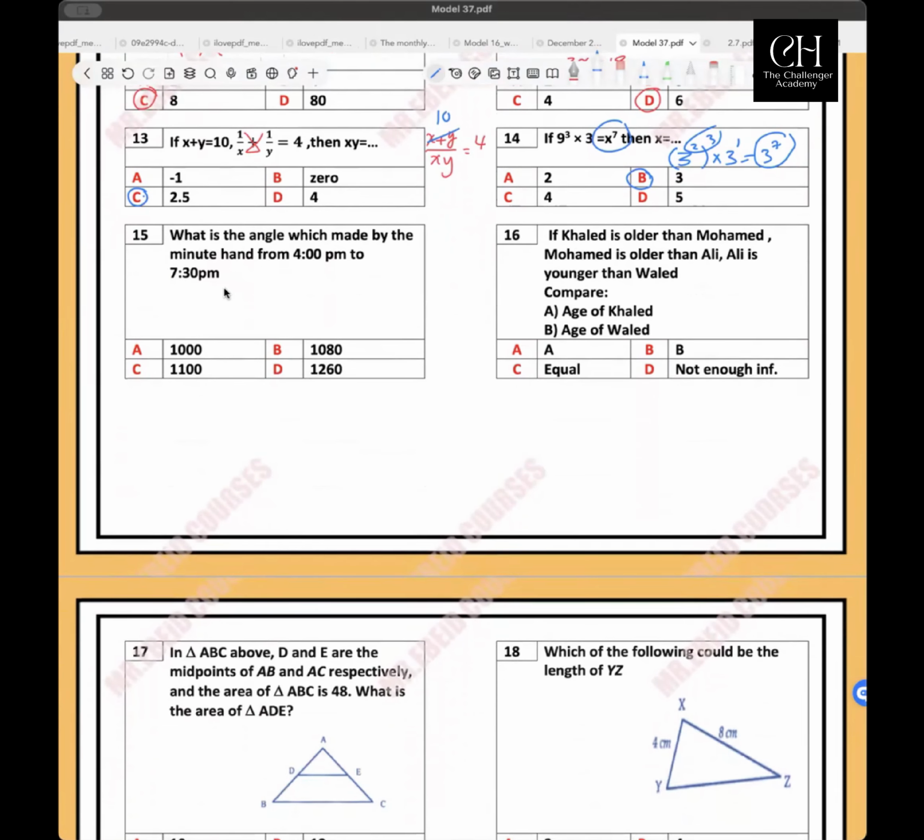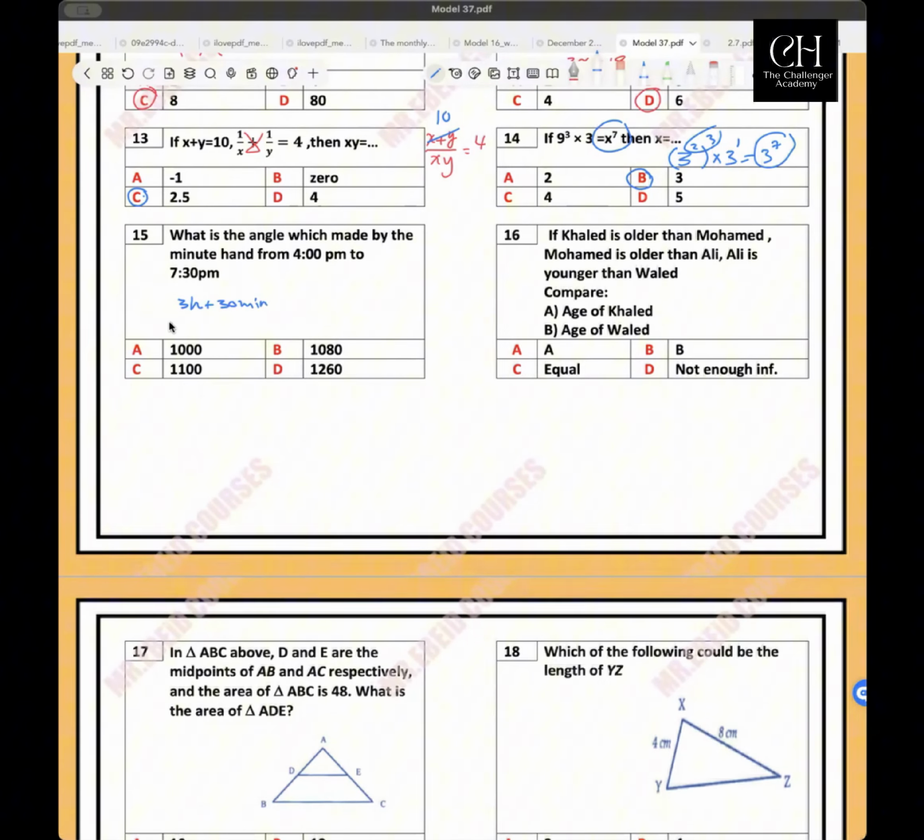For question 15, what is the angle which is made by the minute hand from 4 p.m. to 7:30 p.m.? You know that one rotation from the clock, one hour is 360. So from 4 to 5, it's 1 hour. From 5 to 6, it's 1 hour. From 6 to 7, it's 1 hour. So we have 3 hours plus 30 minutes.